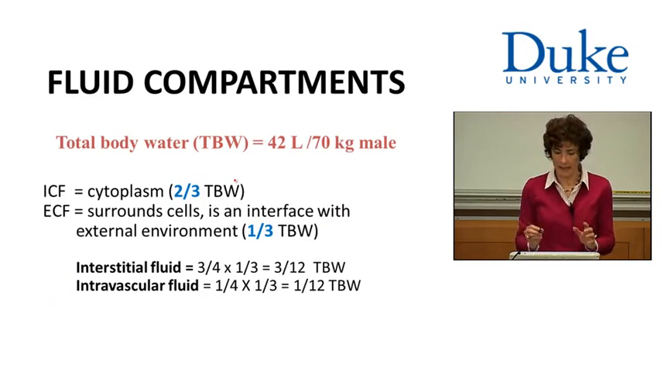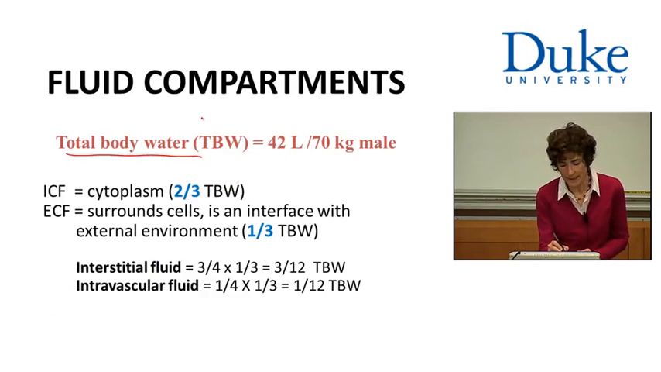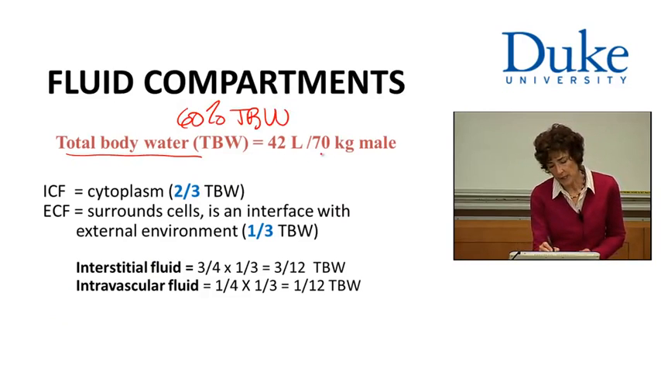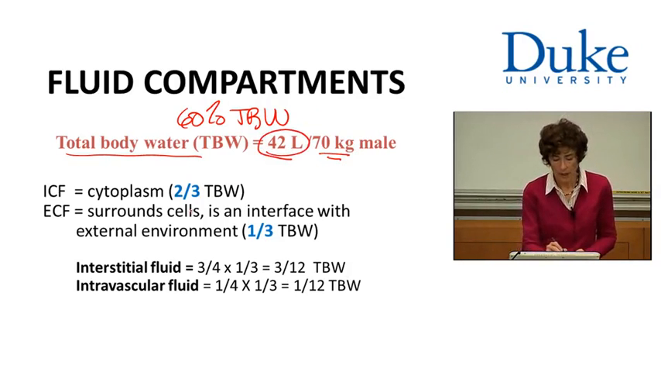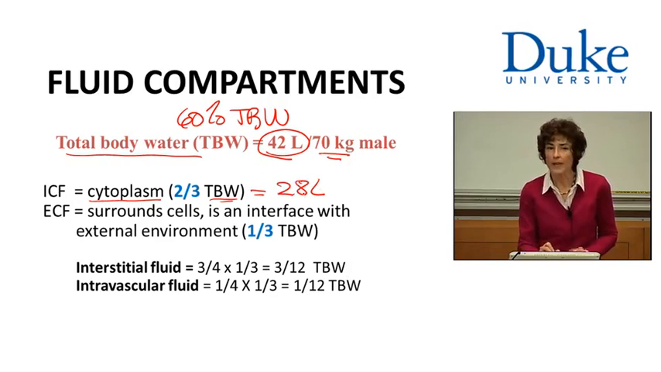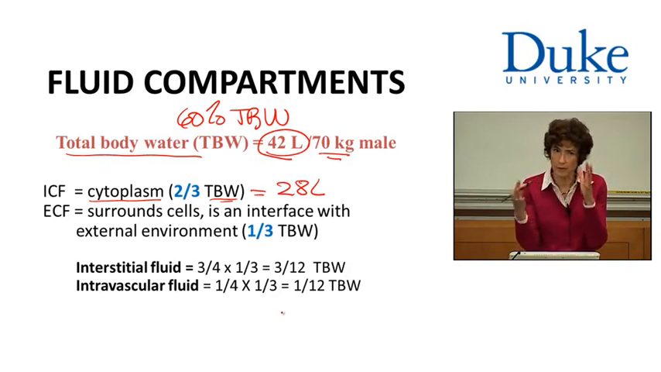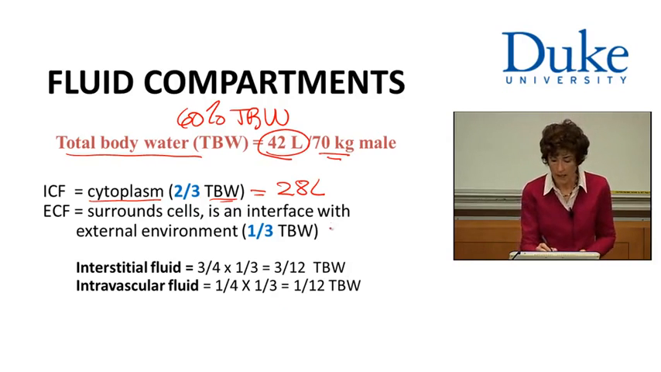So the fluid compartments then are, the total body water is about 60% of your total body weight. So if we have an individual who is a 70-kilogram male, then 42 liters of that individual is fluid, it's water. That means that the intracellular fluid space, or the cytoplasm, which is 2/3 of the total body water, would be equal to 28 liters, and that the extracellular fluid space, which surrounds the cells and is this interface between the cells and the external environment, this will be equal to 14 liters.